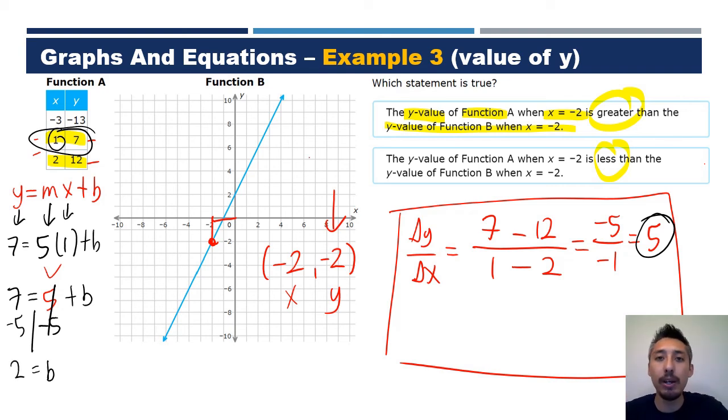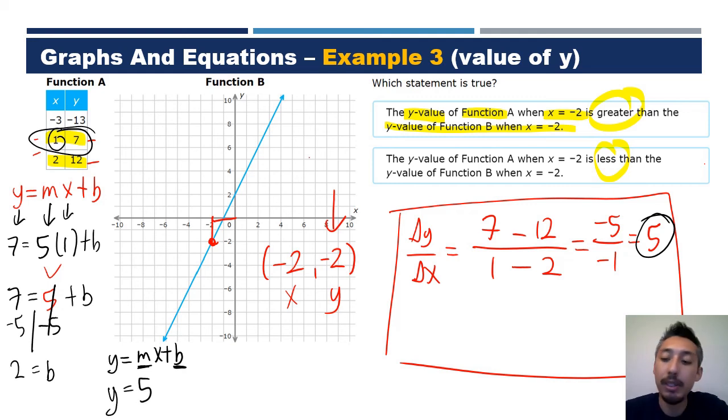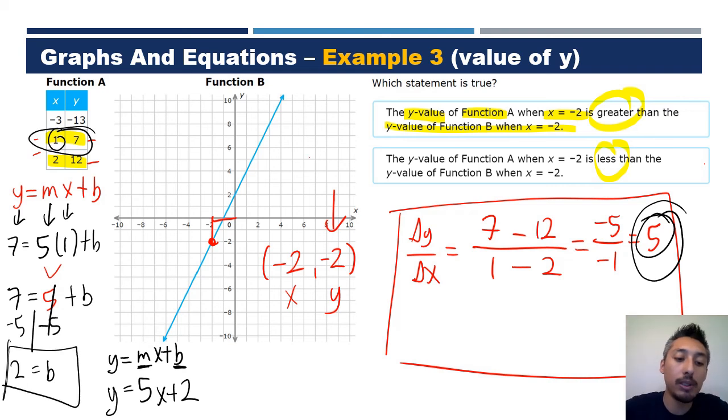Now that we have this, we could write our equation for this table. So we have y is equal to mx plus b. But instead of m and b, we're going to write y is equal to 5, because that was our slope that we found over here, x plus 2, which is our y-intercept that we just found over here. And now that we have that, we could plug in what we know x is equal to. We know, according to the problem, that x is equal to -2. So now we could plug that into this equation and find out what y is equal to.